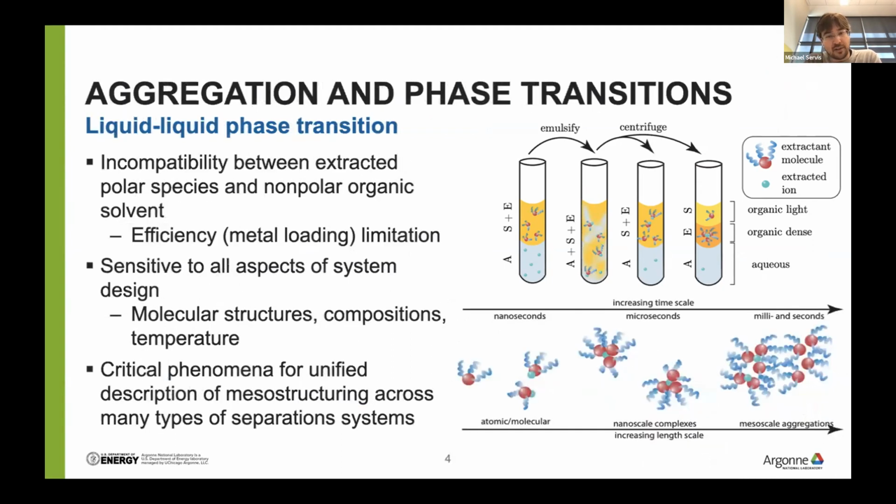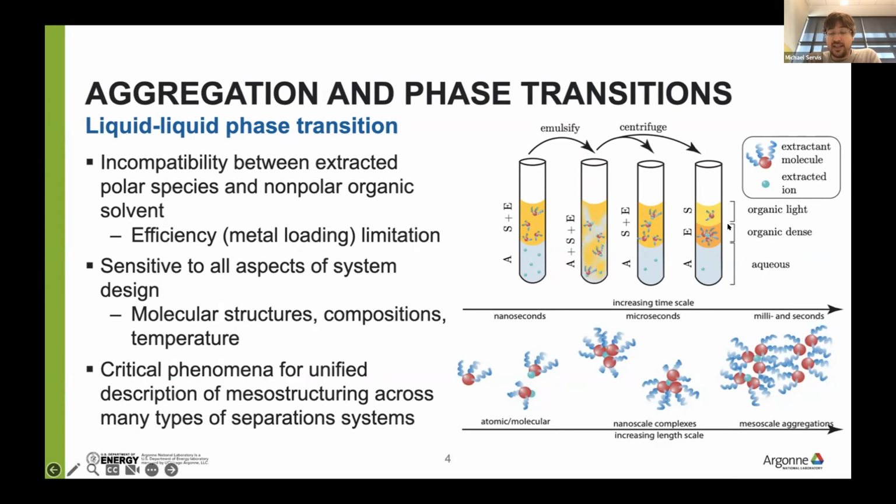Another important phenomenon, related, as I'll discuss, to the structuring in these organic phases, is a deleterious liquid-liquid phase transition that results because of the incompatibility between extracting all these polar species into a nonpolar organic phase. And so as you extract too much of this acid and too much of this metal, they become insoluble and crash out into a dense phase, as illustrated here.